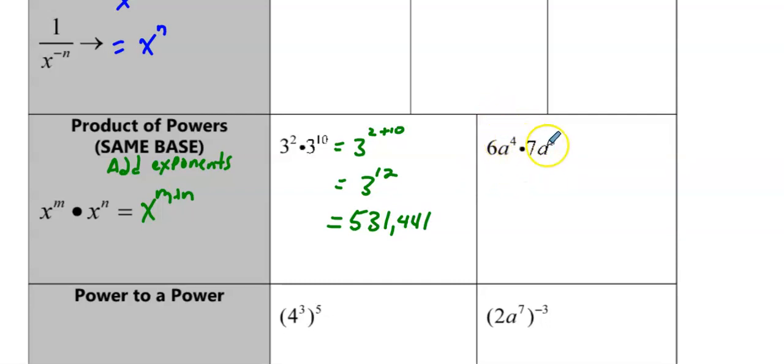So we got multiple monomials. We're going to multiply 6 times 7 and get 42. a, we'll add the 4 plus 3. So we'll get 42a to the 7th.